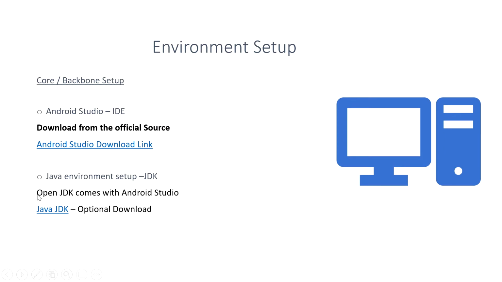As I said earlier, Android Studio comes with OpenJDK. You don't need to download it separately. But even if you want, you can do that by downloading from the link I have given in the description. So let us see how that is done.